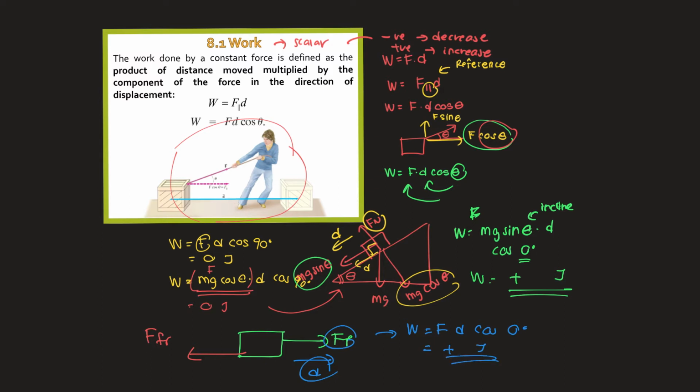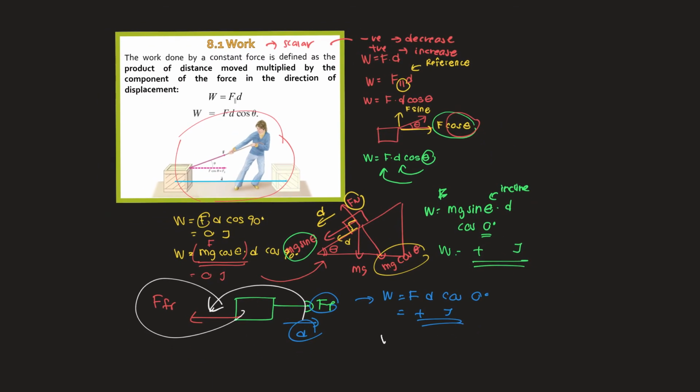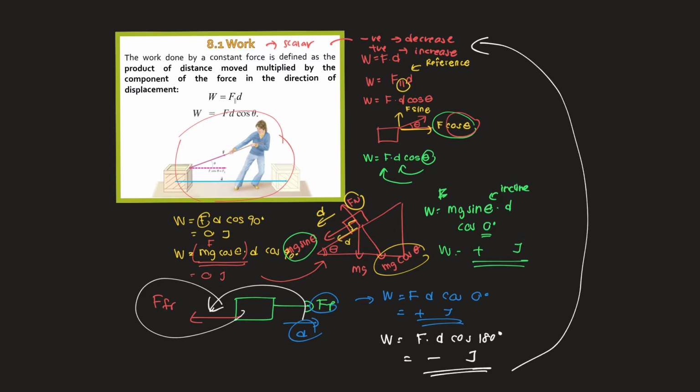And how about the frictional force? The frictional force here is opposite to D. It's going to be W equals FD cos 180 degrees. So you are going to get negative energy, which means a decrease of energy. So whatever the case is, you need to draw your D, and then you know the angle between D and your F, for you to get your work done, whether it's going to be positive or negative.